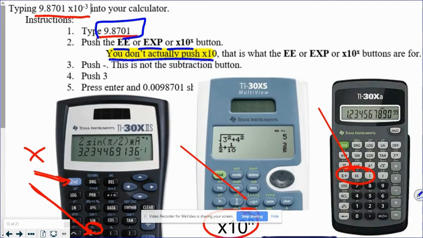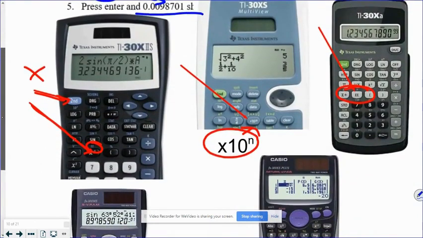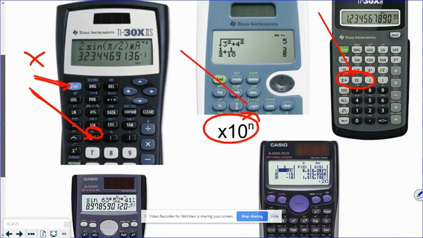Again, we don't actually push times 1, 0, and a button. We use a different button for that. We hit the negative sign, which is not the same thing as the subtraction sign. We push a 3, and if we press enter, we should end up getting a decimal, 0.009870. If that does not work for you, please come in for help. Most students can do math and chemistry, but sometimes the calculators get in the way and cause issues.